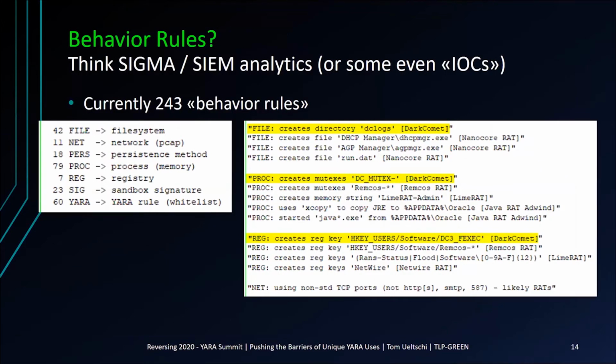Just a few words about the behavior rules. There are 7 categories: file system, network, persistence, process, registry, sandbox signatures, and malware-specific YARA rules. Here you can see a number of behavior rules from rats. Dark Comet is identified by the DC logs directory created, the default prefix of the mutex, and a registry key that marks its execution.